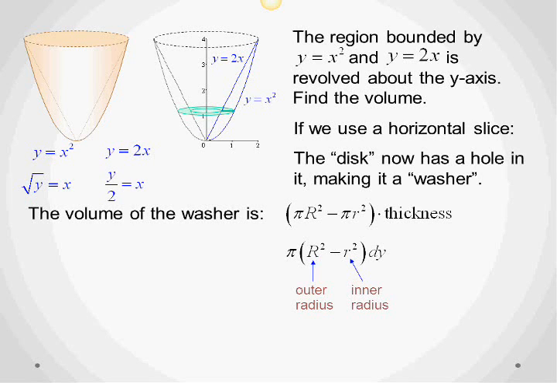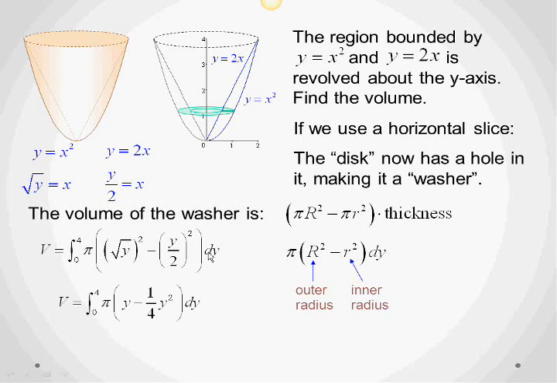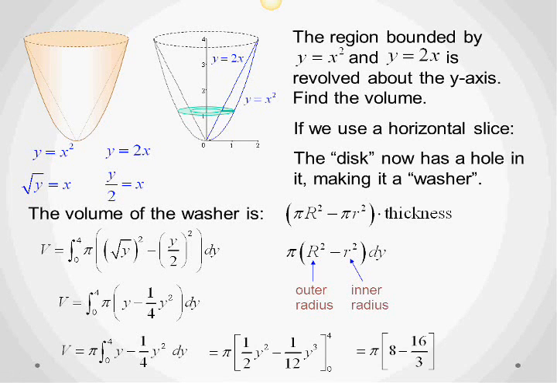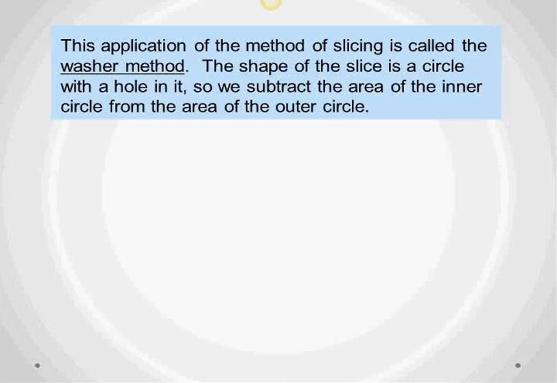Alright, we have to put everything with respect to y, so we're going to solve these now for x, because I'm integrating with respect to y. So I have my volume equaling the integral from 0 to 4 of pi times big R squared minus little r squared dy. When I integrate that and find my antiderivative, we end up getting 8 pi over 3 as our answer.